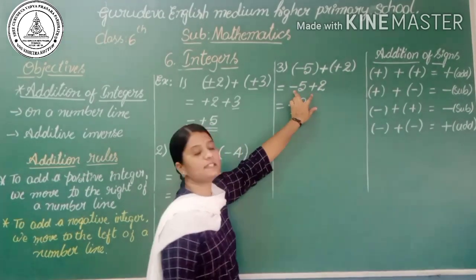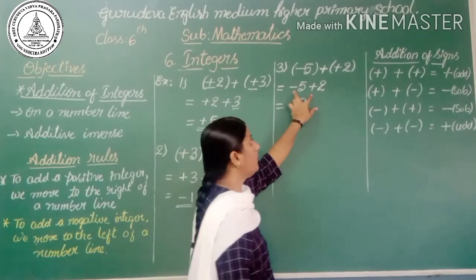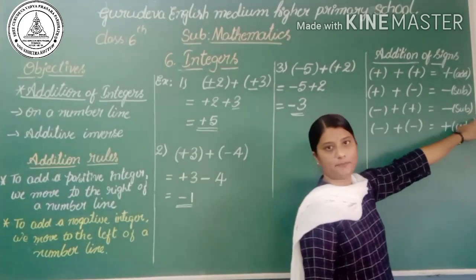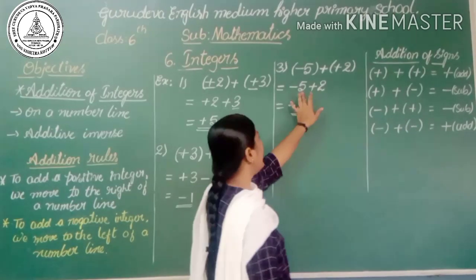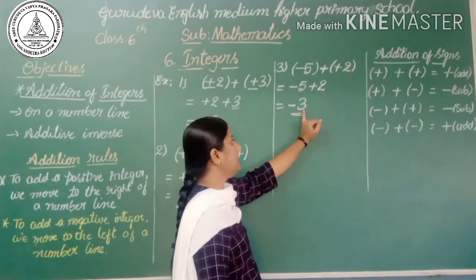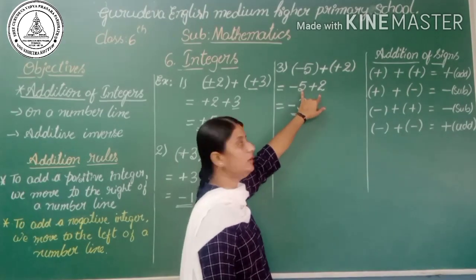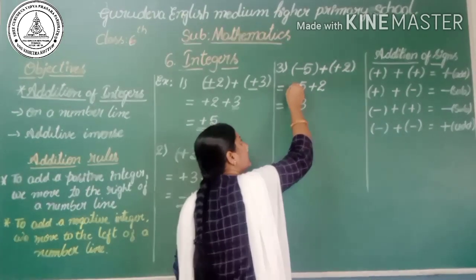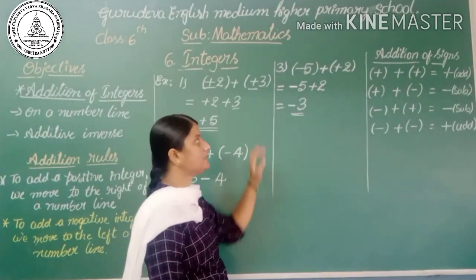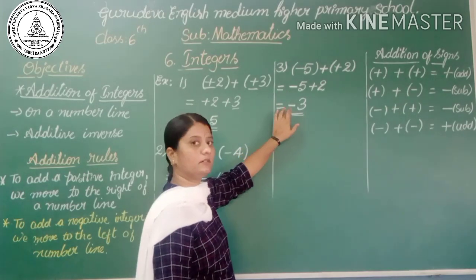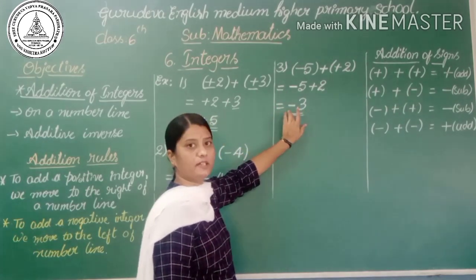So both the integers having the different signs. So what we have to do? We have to subtract. Right. So here 5 minus 2 is 3. So in this 5 and 2, 5 has a greater value. So we have to put the sign, that is minus sign, for the prefix of the difference.